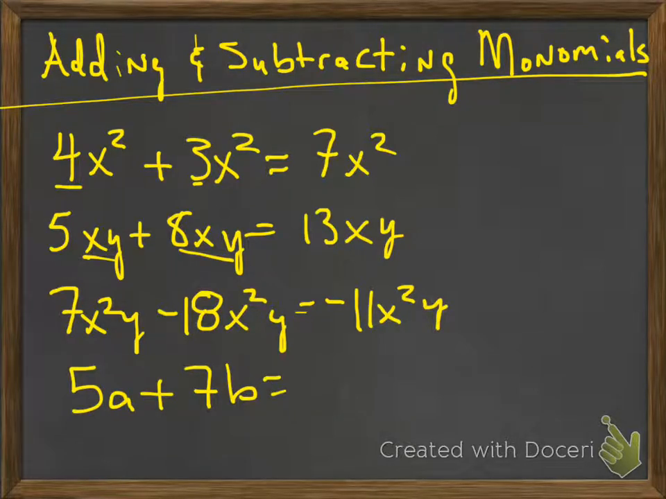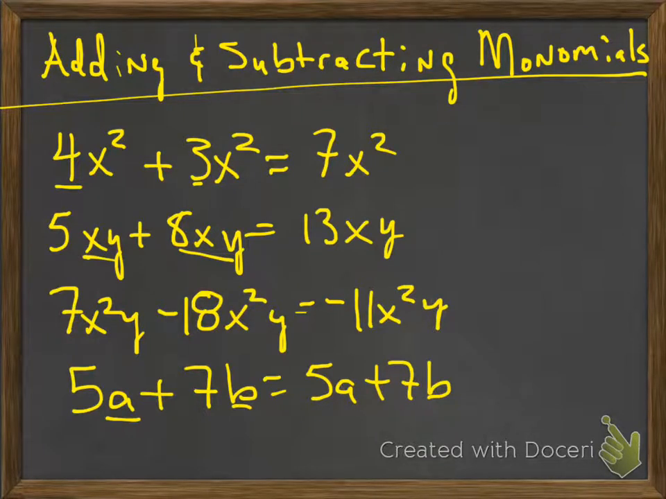Okay, next one, 5a plus 7b. They are different. These are not the same, so the variables are not the same. So there's really nothing you can do with that. So that's it. That's all it is. 5a plus 7b. Nothing you can do with that.